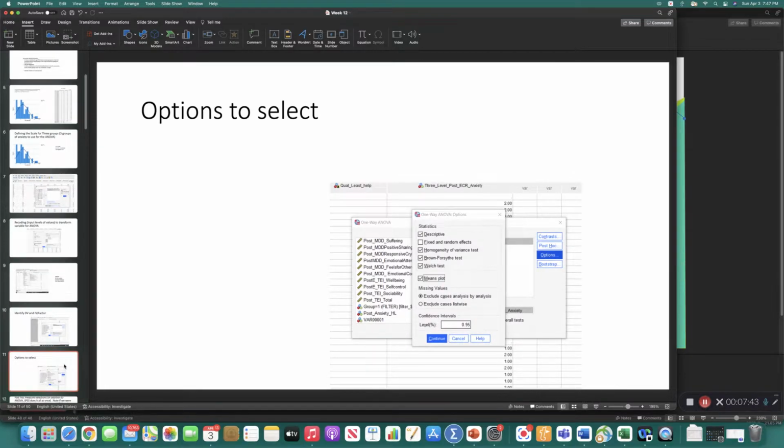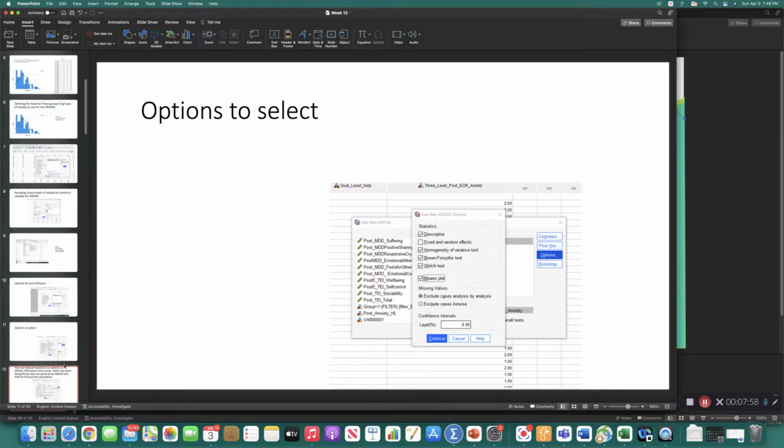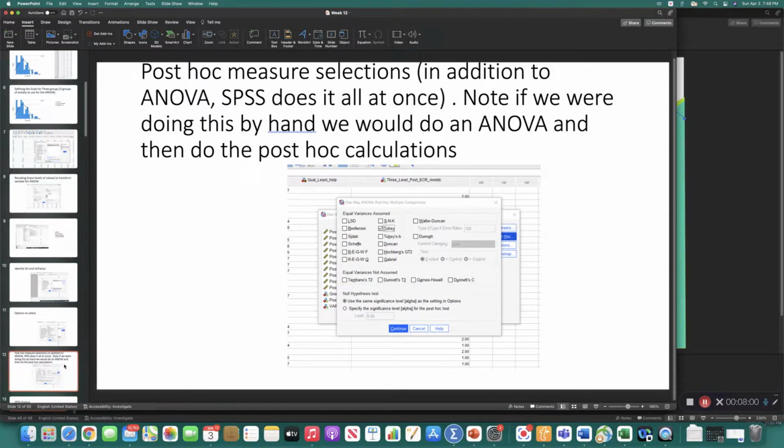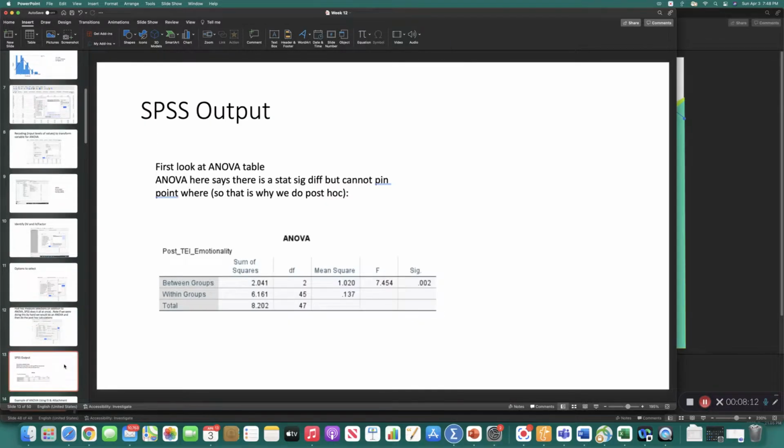Then under Options, we selected descriptive statistics, homogeneity of variance, Brown-Forsythe. Some of these were already selected, so that was okay. We click Continue. We want to make sure descriptives is selected there. Then we also click on Post Hoc, because if we do find statistically significant differences, the post hoc analysis helps us to pinpoint those. So we want to select Tukey's for our post hoc and click Continue.